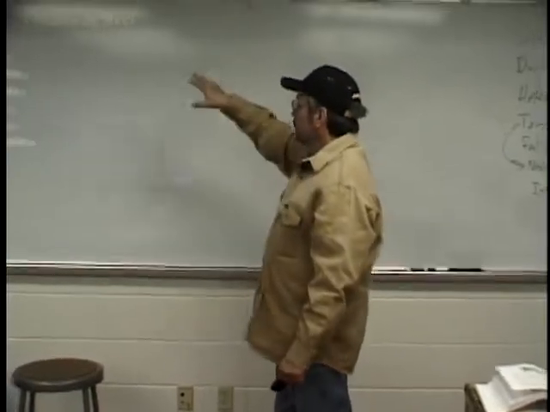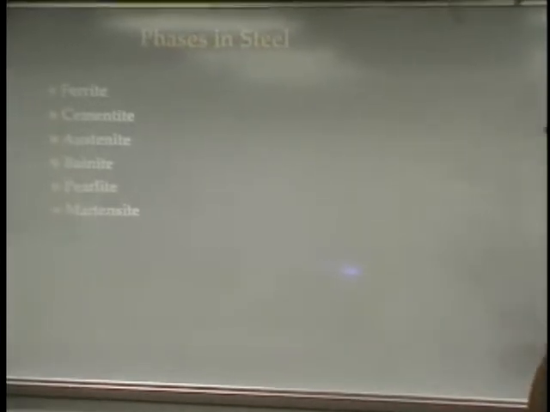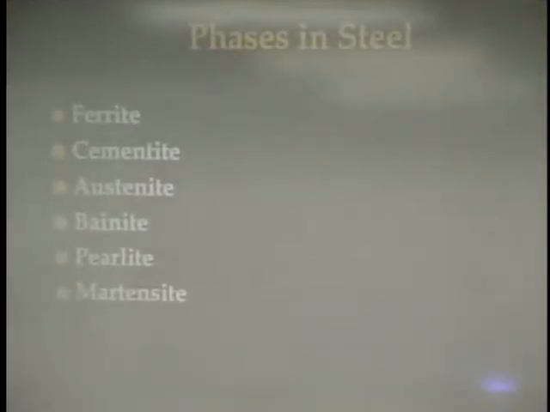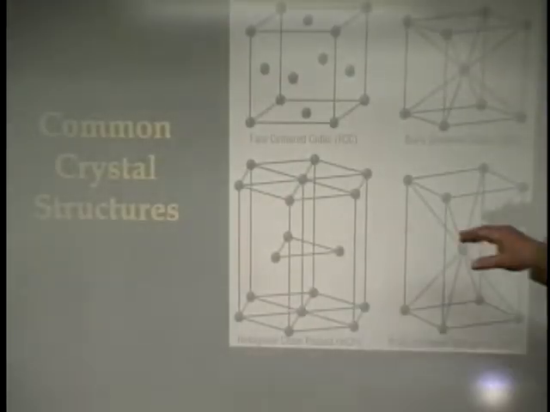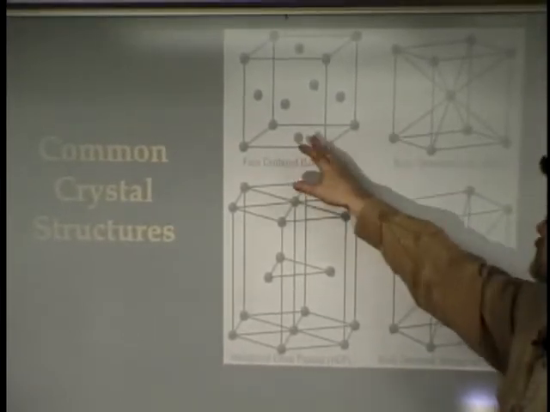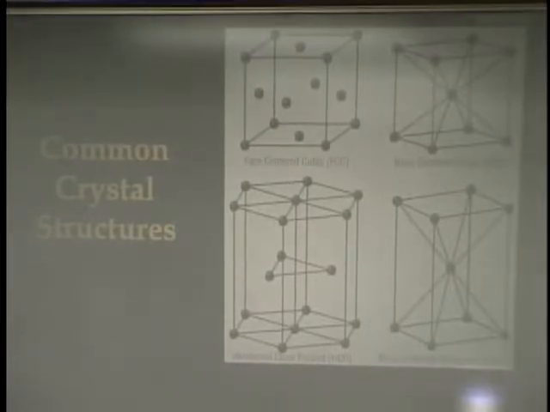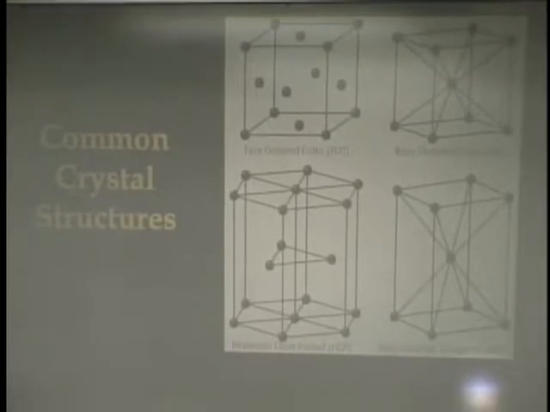There we go. Phases in steel: depending on the temperature and the amount of carbon in it, you can have these different steel structures. And depending on the amount of carbon and the temperature, iron could be either one of these. These structures can form, and they can change as the temperature changes. It's like an ice crystal cooling off, and it can change shape as the temperature changes.